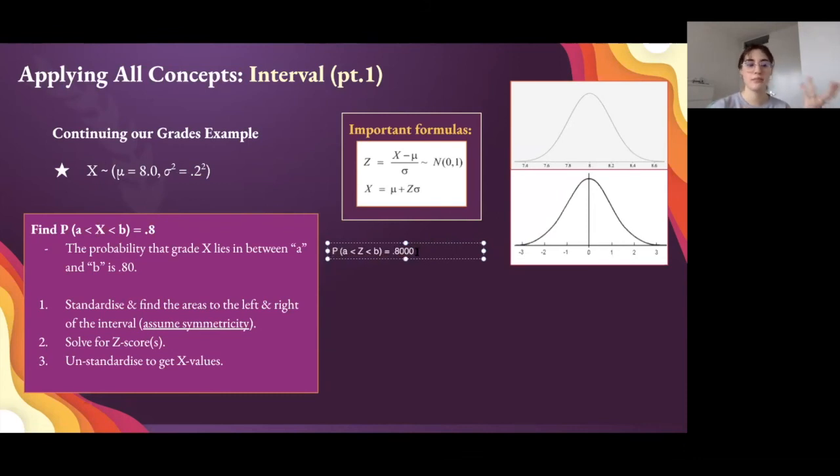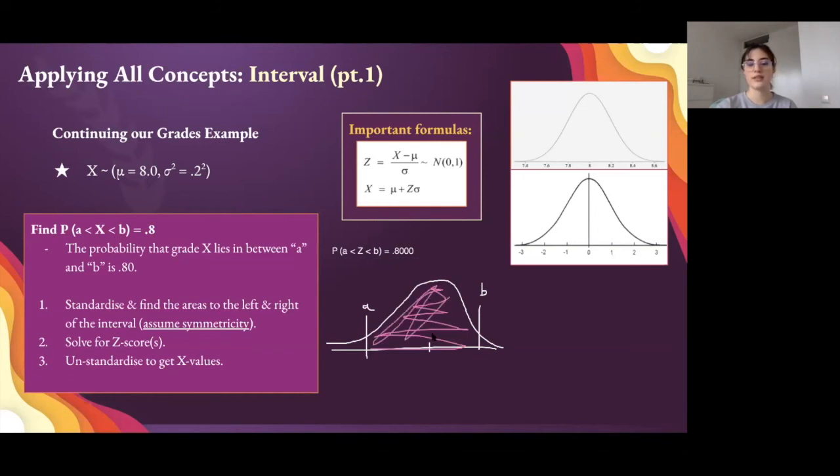So this is what we're going to be trying to find: the probability that some area within this interval is equal to 0.8. And then another thing, as always, that we should do is to draw it out. So we have our standard normal distribution curve. We have A and the mean, and we have B. So A and B right here. And we assume that this entire area in between A and B, all of this pink area, is equal to 0.8. That's what we're assuming for now.